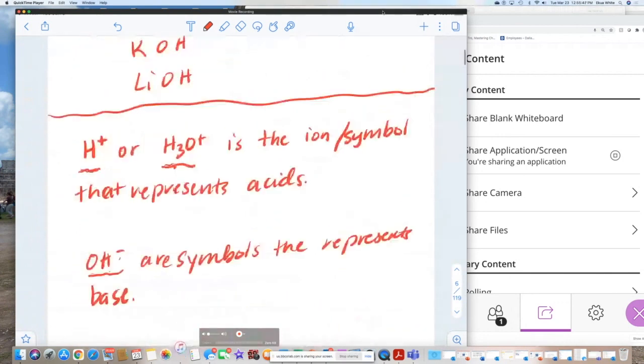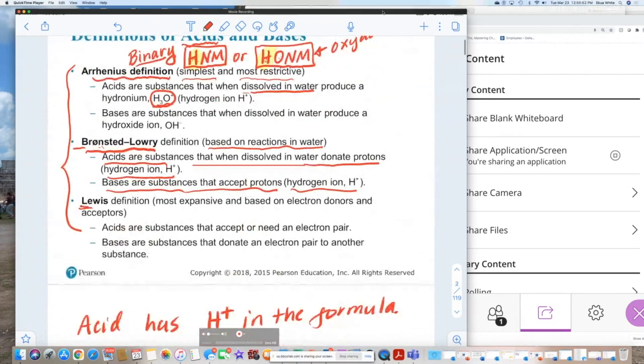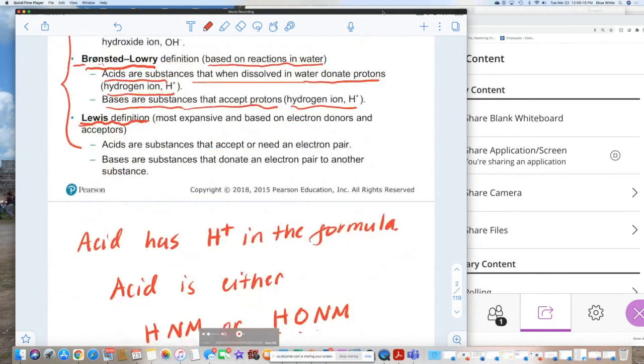Okay, the third definition right here, we're looking at Lewis, a whole different scientist. And Lewis in 1411 talks about the electrons. So with Lewis, we're dealing with electron acceptance. In this case, what is being exchanged are electron pairs. So you have electrons being given and electrons being received. So acids are substances that can accept electron pairs, and bases are substances that can donate electron pairs.